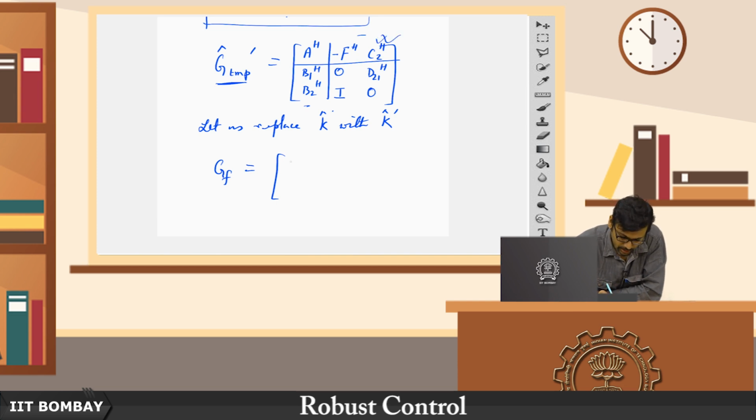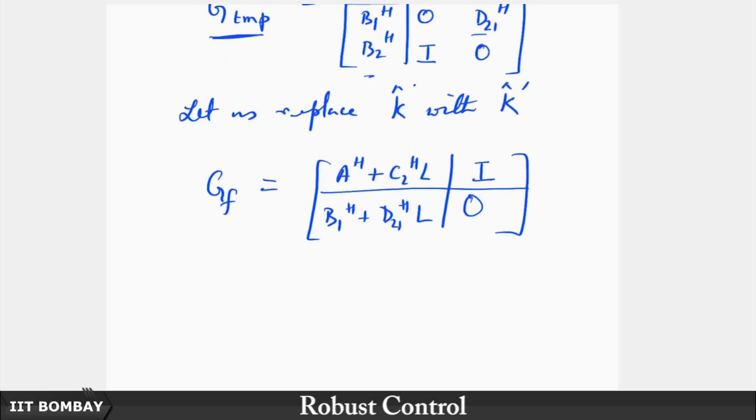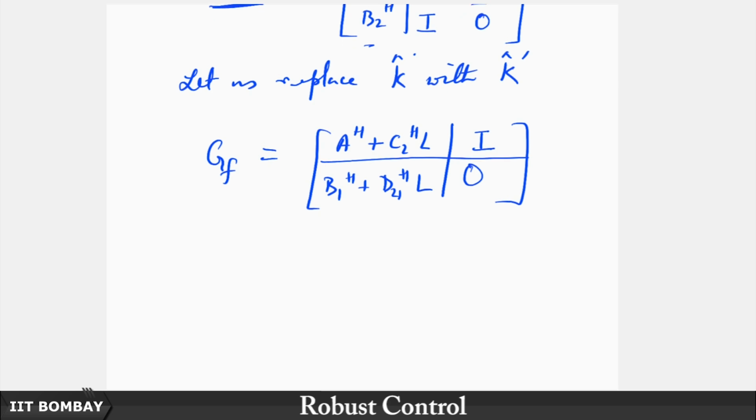So, here goes. Notice very carefully, A Hermitian plus C2 Hermitian L, then you have the identity here, and this is going to be B1 Hermitian plus D21 Hermitian, that is this element coming from here, D21 Hermitian L. Notice in the previous case it was D12, but now the D12 element is replaced by the D21 Hermitian, and this was 0 like before. But this is our GF prime, right, GF, okay.